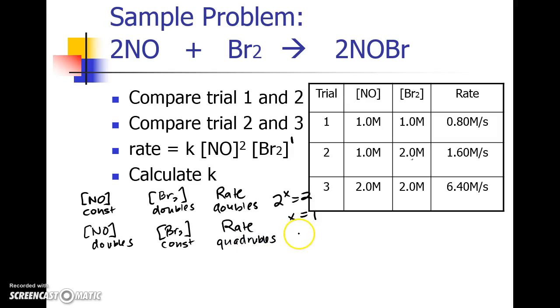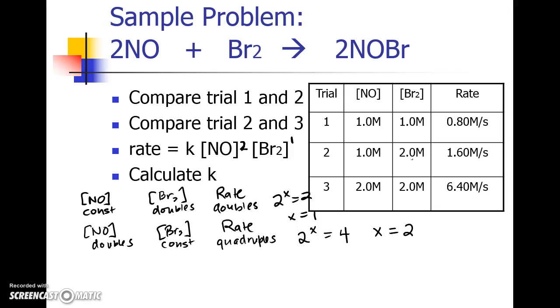I'm going to set up a different proportion this time. I'm going to set up 2 for my doubling to the x is equal to 4, because it quadruples. My x in this case is equal to 2. 2 squared is equal to 4. That is where my 2 over here came from. Notice in this case it does line up with what the reaction looks like, but that doesn't necessarily have to happen as we saw in the last example.